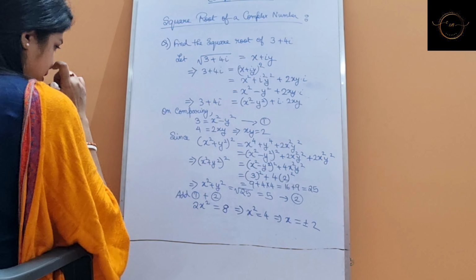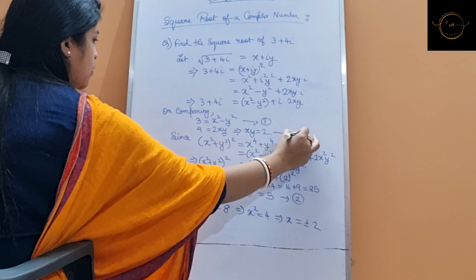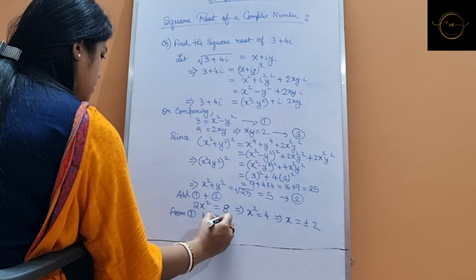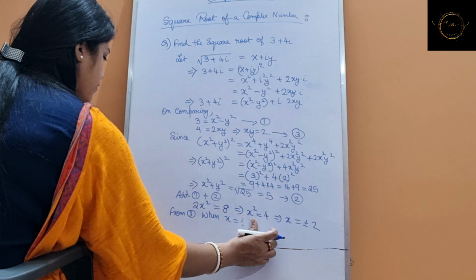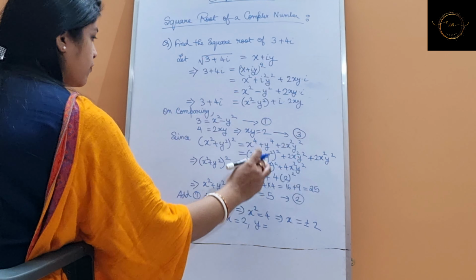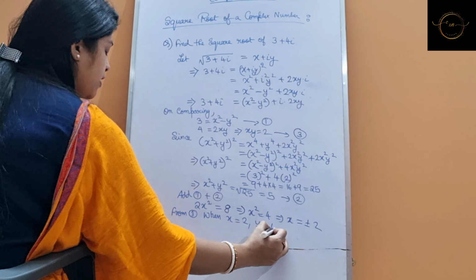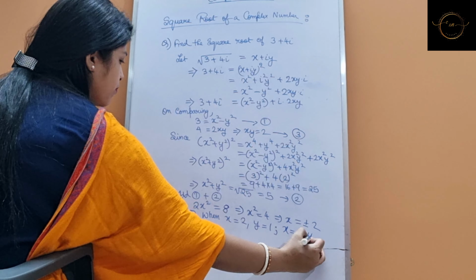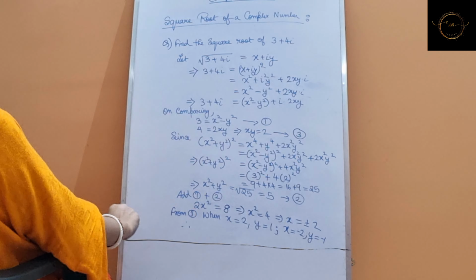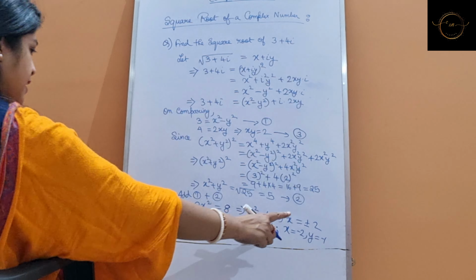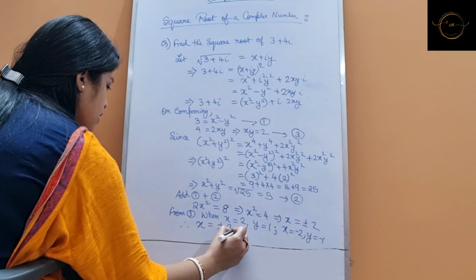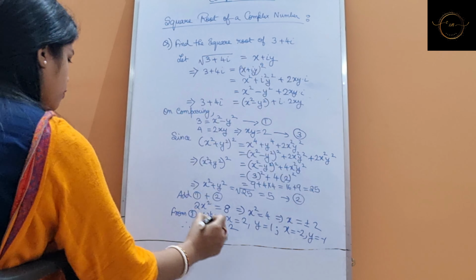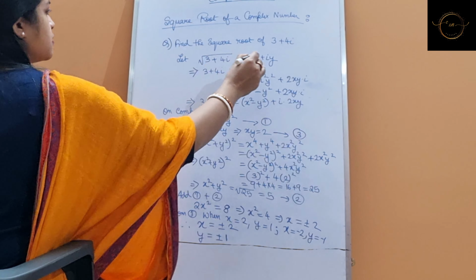Now name this equation as 3. From 3, when x is equal to plus 2, what will be y? When x is plus 2, y will be 1. And when x is equal to minus 2, the y value will be minus 1. So therefore, x is plus minus 2 and y is plus minus 1. So what are the square roots in this question?